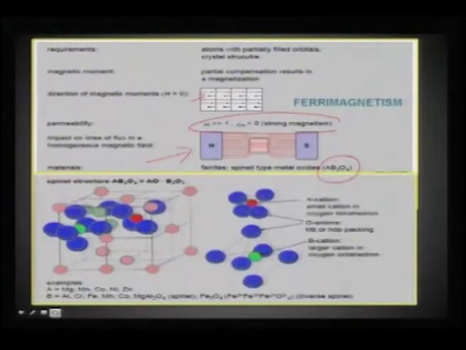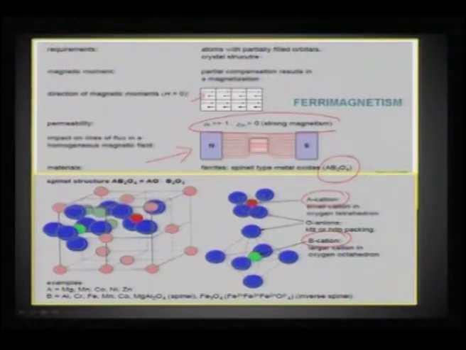A classic example of a ferrimagnet is the AB2O4 type of metal oxides, which are called spinel metal oxides. Spinel compounds, usually ferrites, show a very good response for ferrimagnetism, and this is the unit cell for the AB2O4 type of oxide, where you have the A cations sitting in the tetrahedral sites, and the B cations sitting in octahedral sites.